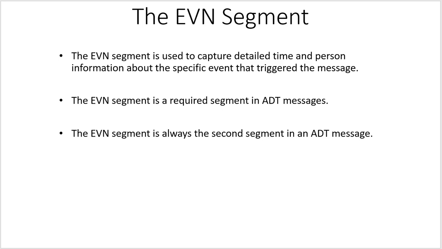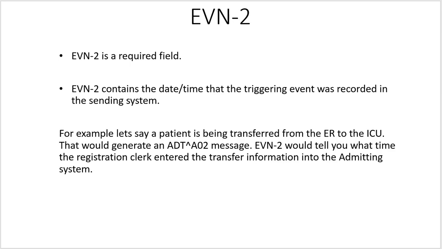The EVN segment is a required segment in ADT messages, and the event segment is always the second segment in an ADT message. Remember, segment sequence matters. What's the first segment? Well, it would be MSH, because MSH is always required and it's always the first segment. If it's an ADT, EVN will be the second segment.